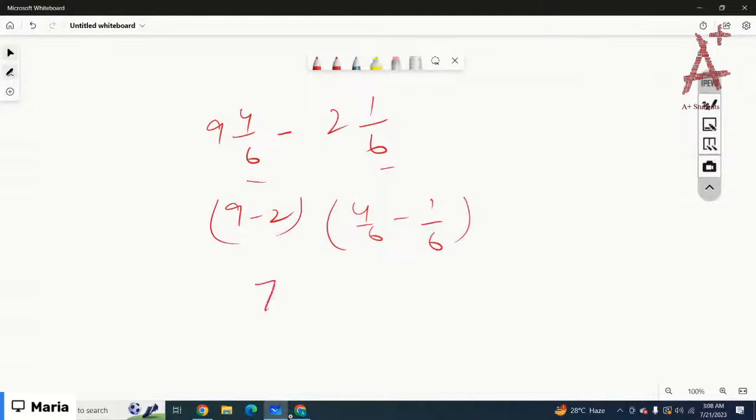So 9 minus 2 is 7, and they have the same denominators. You simply have to subtract the numerators. 4 minus 1 is 3, so it is 7 whole 3 over 6. Also you can see 3 over 6, you can divide it by 3 because they have a common divisor. So 3 divided by 3 is 1 and 6 divided by 3 is 2.